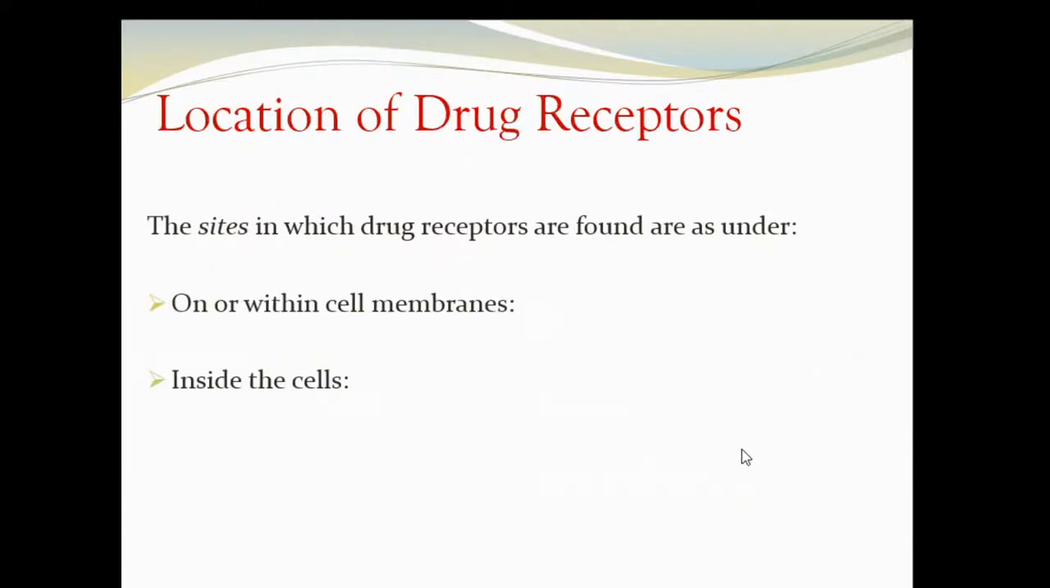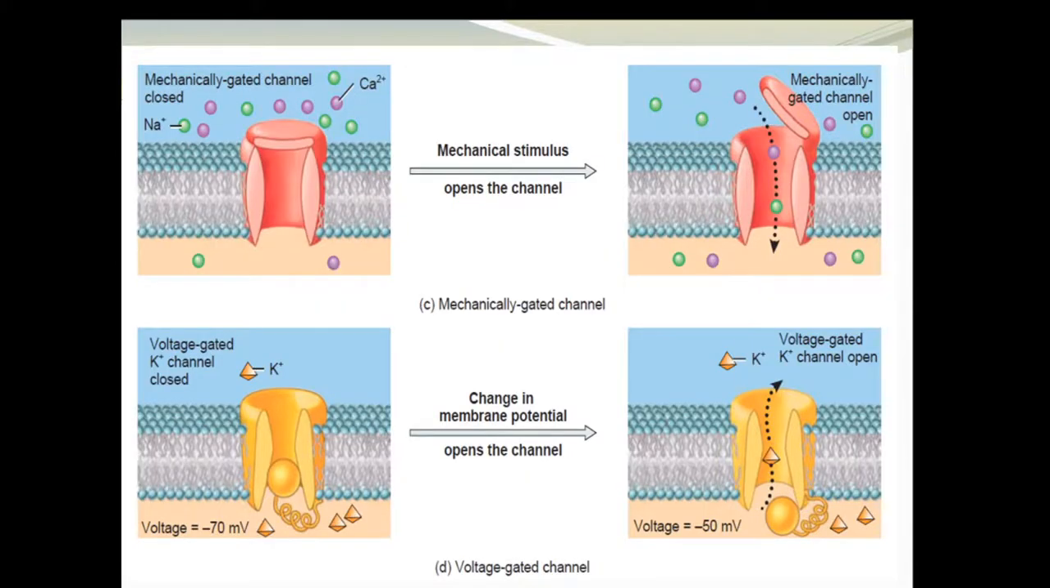Next is location of drug receptors. The sites in which drug receptors are found are normally on or within the cell membrane. Second, they are present inside the cell. So we can see here in the image, this is present within the cell membrane.